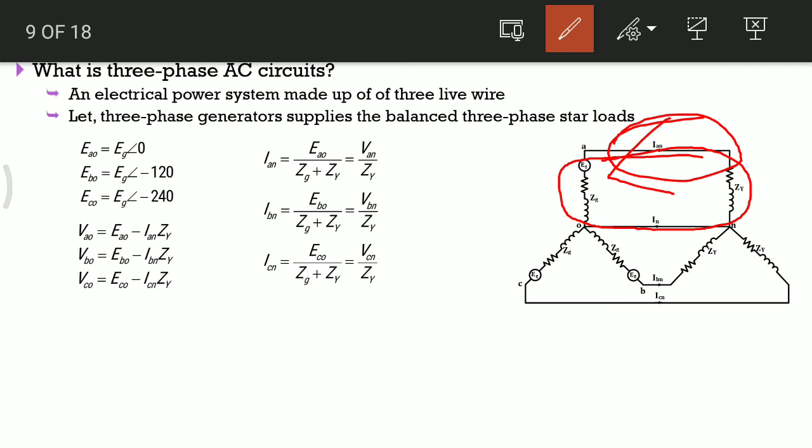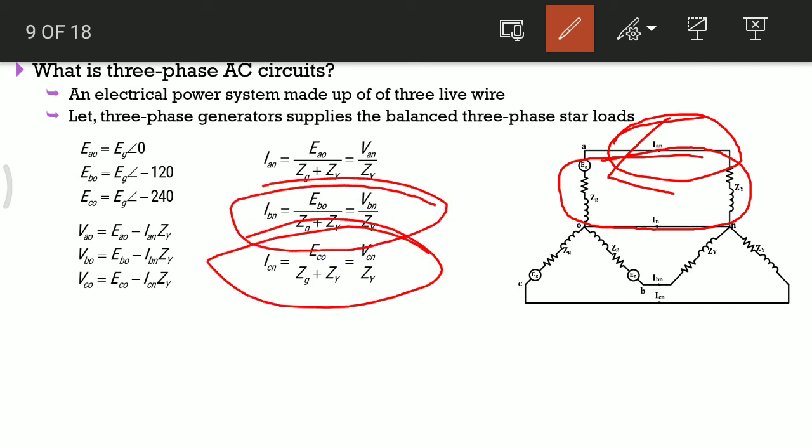Voltage is only one, EA0. And what is the impedance? ZG, which is the impedance of the generator, and ZY is the impedance of the star connected load. So at the end we can say IAN is VAN divided by ZY. And what is this ZY? ZY is the impedance of the star connected load. Then in the same way we can find IBN and ICN.